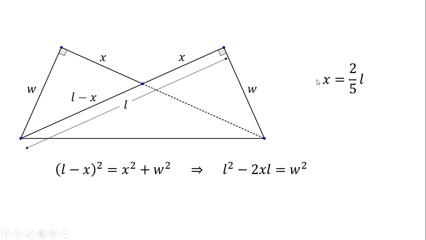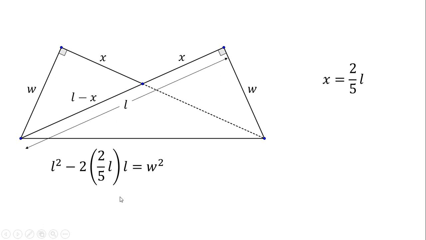Now, we can use this equation to replace X in the second equation by 2/5 L. So this becomes L squared minus 2 times 2/5 L times L equals W squared. Let us simplify this. This is equivalent to 1/5 L squared equals W squared. Now this is good because we can just easily solve L over W from this equation.